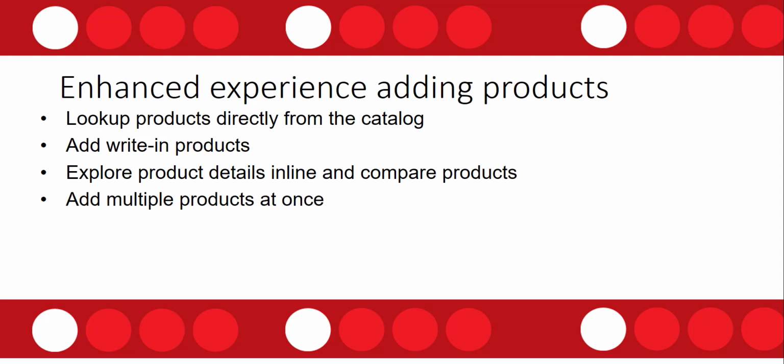So with the enhanced experience in adding products, this is actually kind of nice, because what we can do now is there's a little lookup button in this window that we're going to have, where we're going to be able to search for products. We can also, in the same window, just add our write-in products to it. And we have more of a detailed view, so we can also compare some of these products and even add multiple products at once as well. So that's very, very nice.